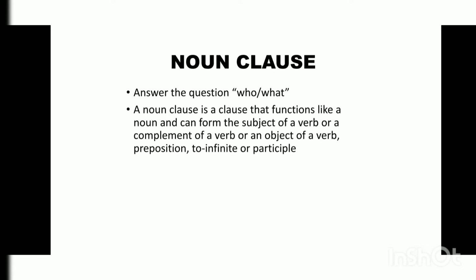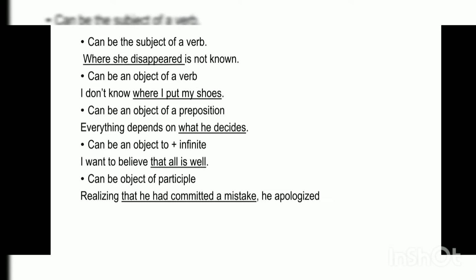The first type of subordinate clause is the noun clause. The noun clause is the answer to the question who or what. A noun clause is a clause that functions like a noun and can form the subject of the verb, the complement of the verb, or the object of the verb, preposition, to-infinitive or participle. Now let's take the examples.